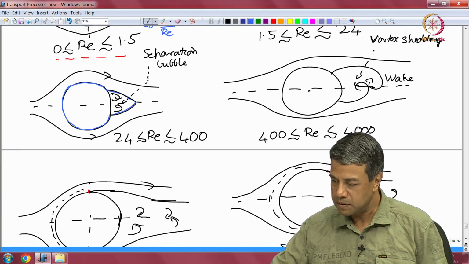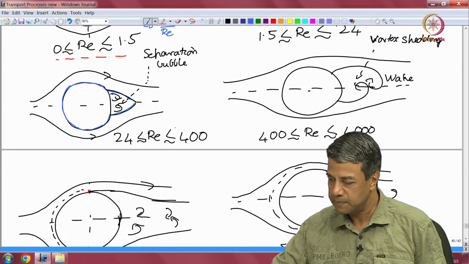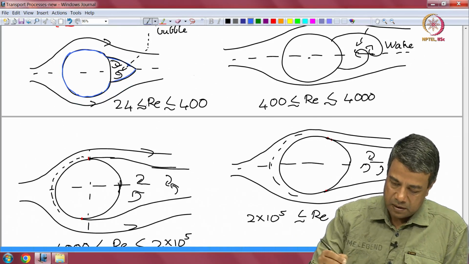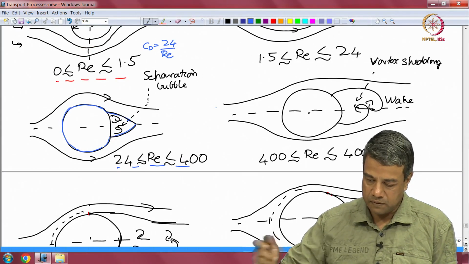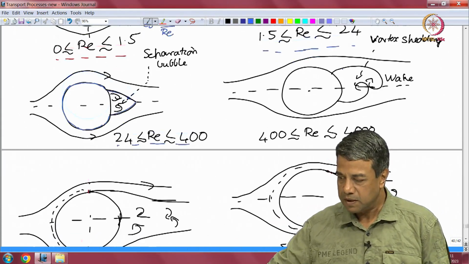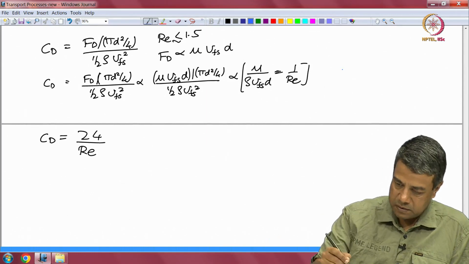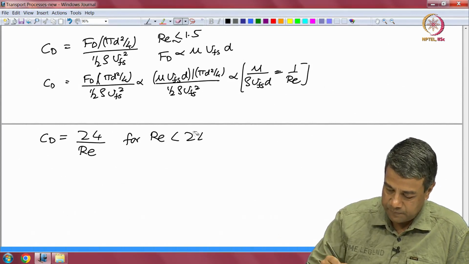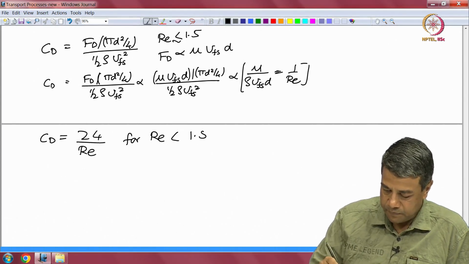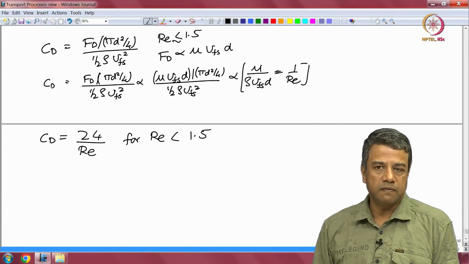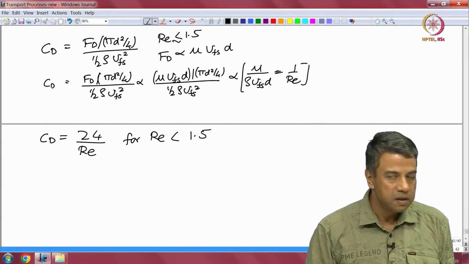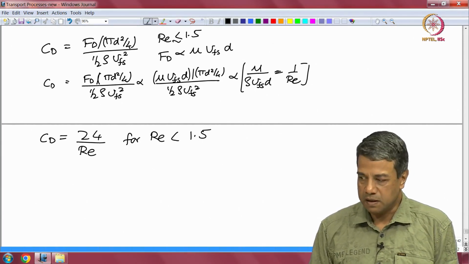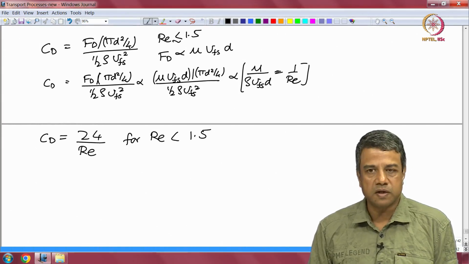Now, as you increase the Reynolds number, the effects of inertia become important. Now, you can calculate the drag coefficient up to about 400 or so. In this regime, from 1.5 to 400, we can use a correlation. The 24 by Re is for Re less than about 1.5. Once Re becomes greater than 1.5, the flow is no longer dominated only by viscosity. Inertial effects become important, and you have to correct the drag coefficient for these inertial effects.